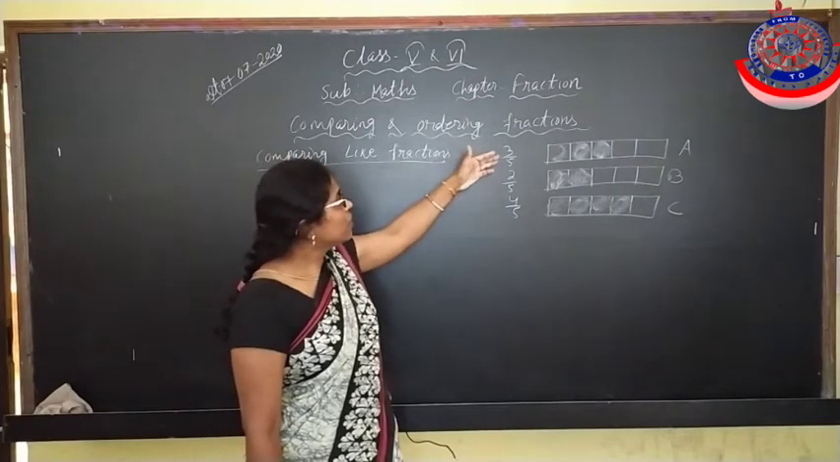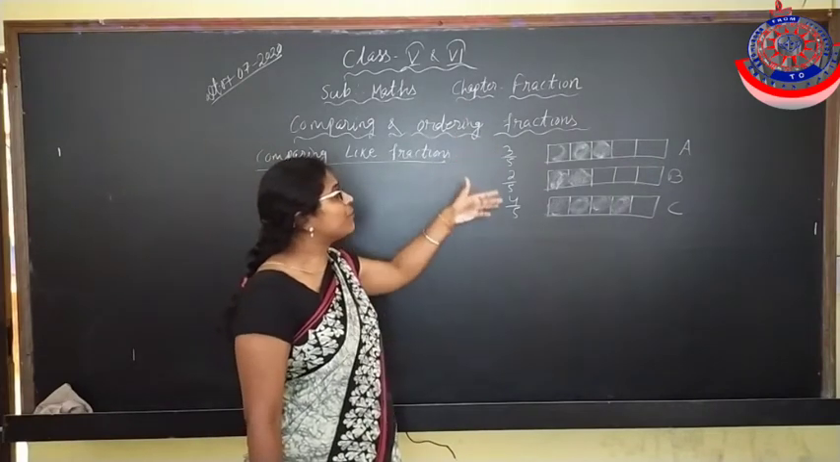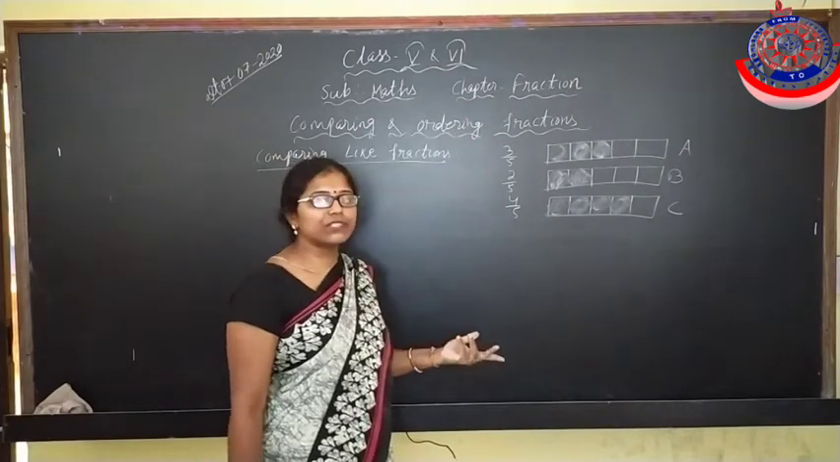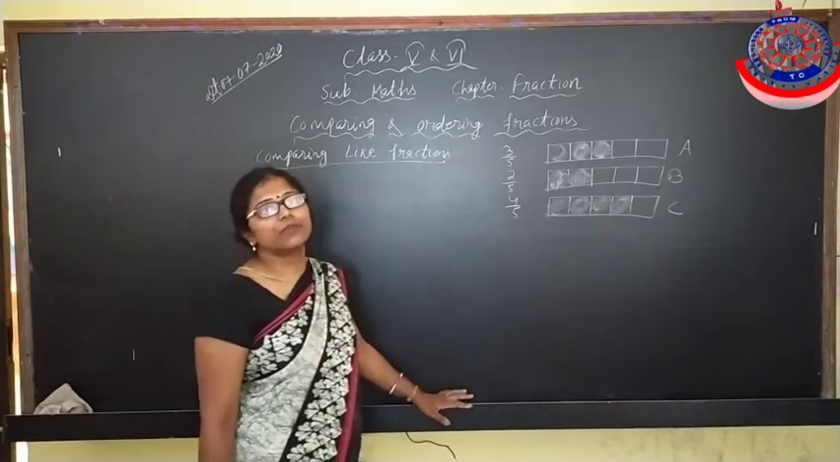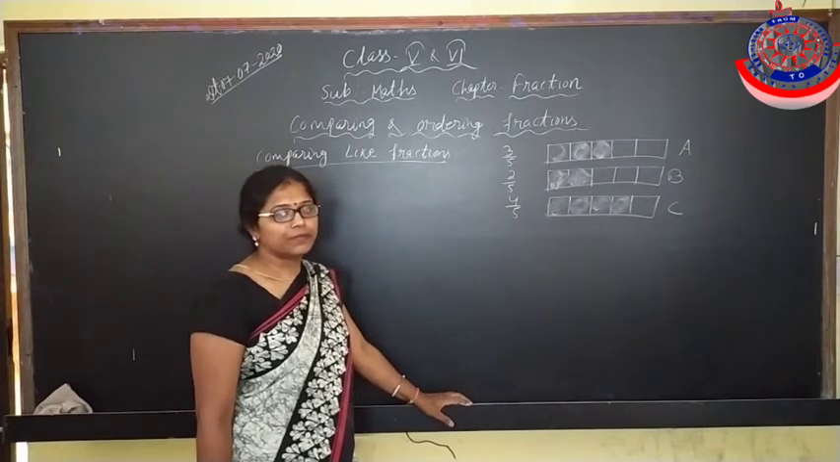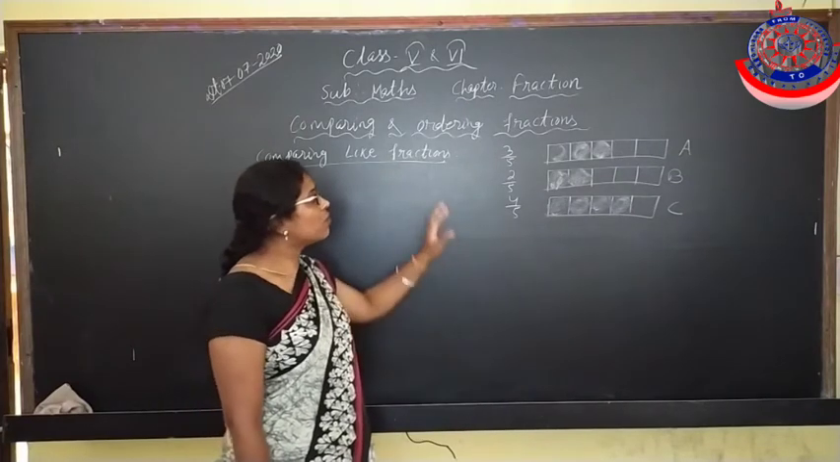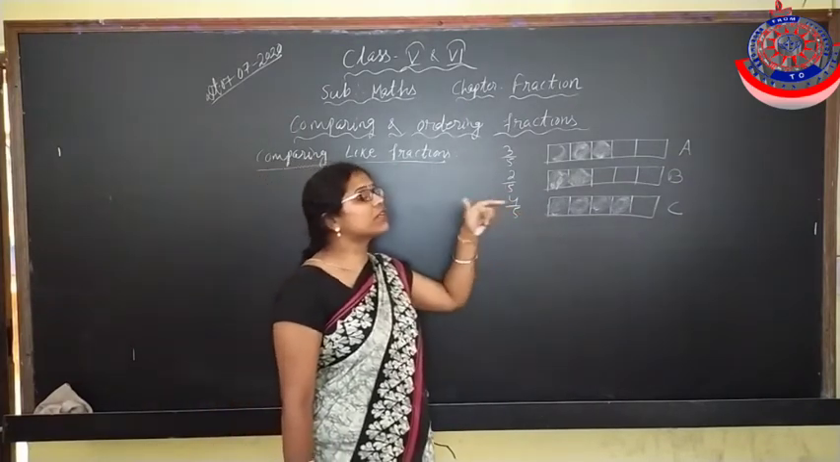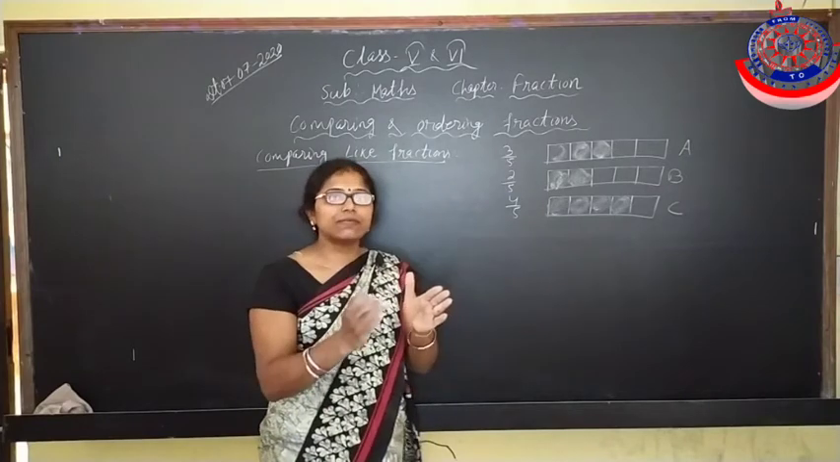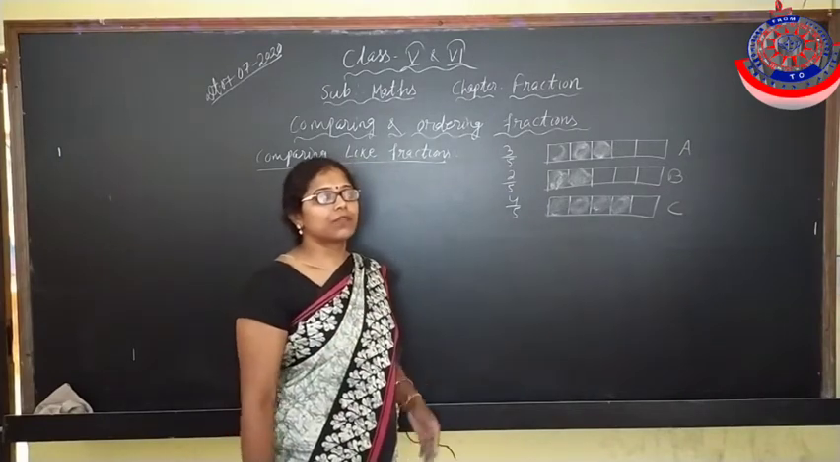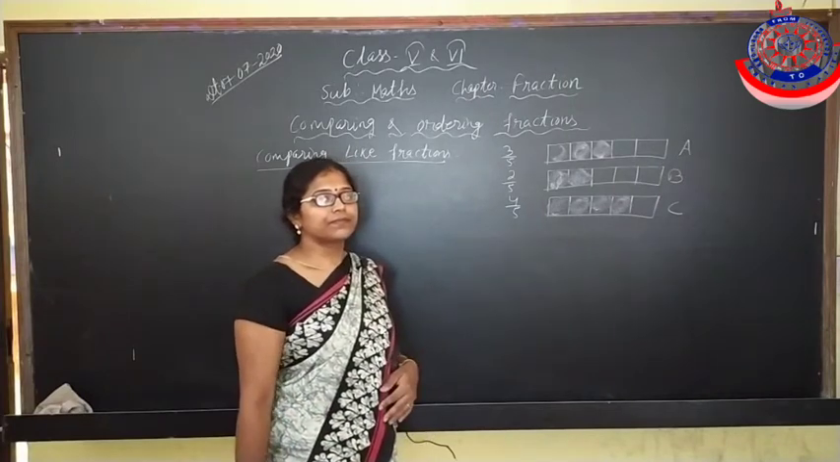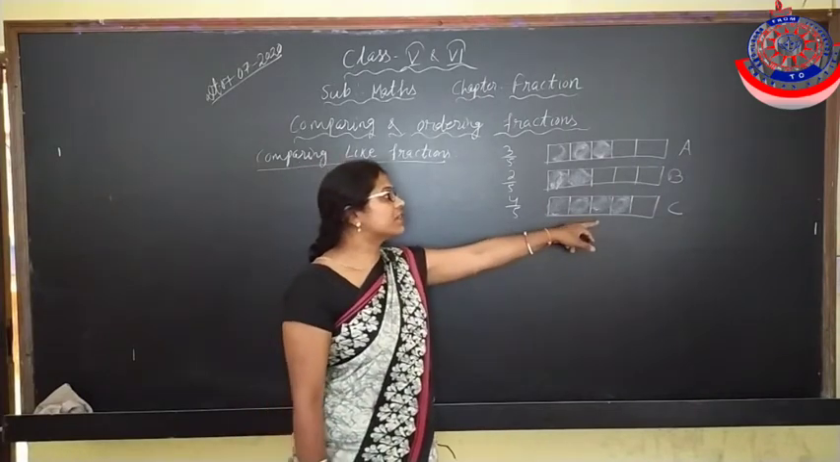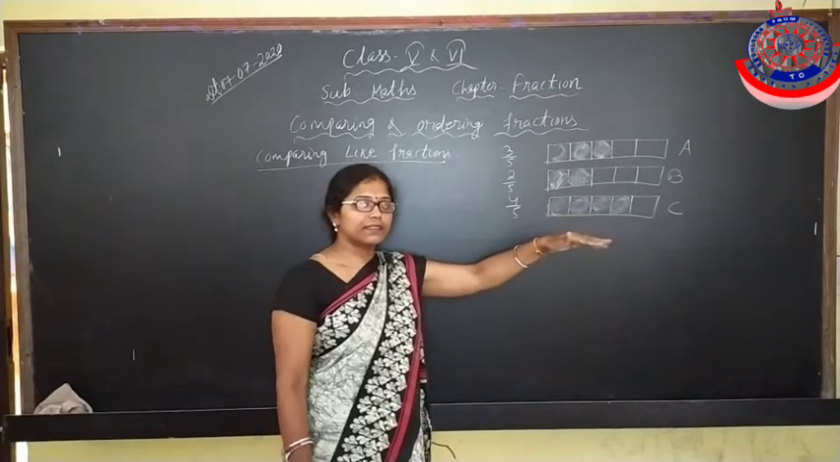Now see, 2 by 5, 3 by 5, 4 by 5. They are like fractions. Why are they like fractions? Because their denominator is the same. Clear? Now can you tell me who has colored the maximum parts? Who has colored the larger parts? Very good. C has colored the larger parts.